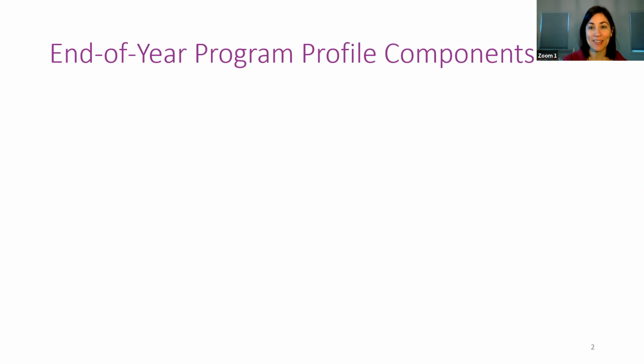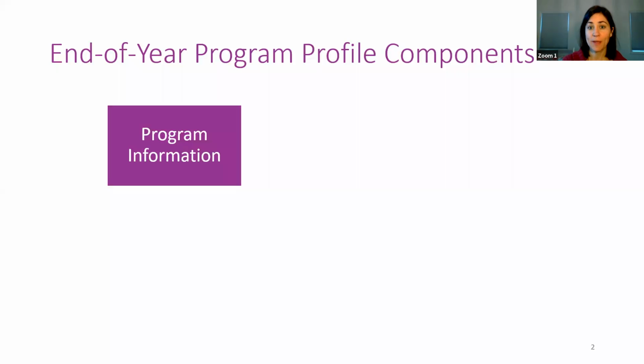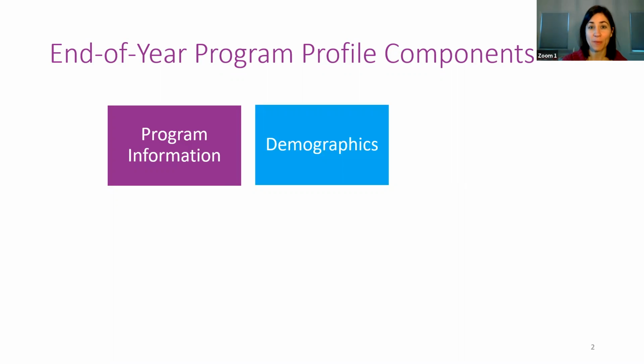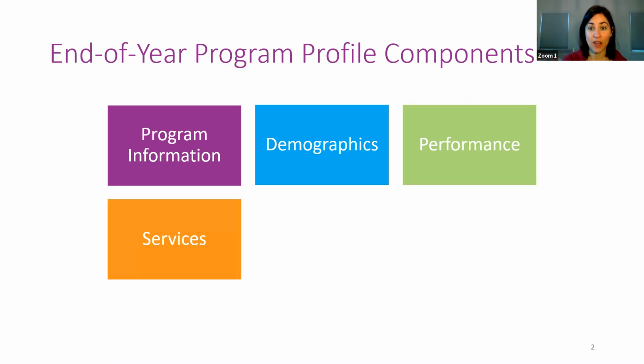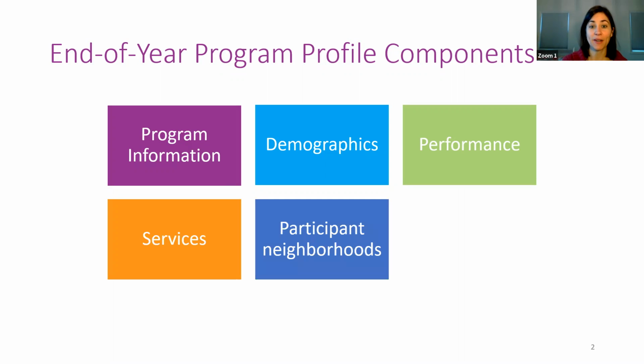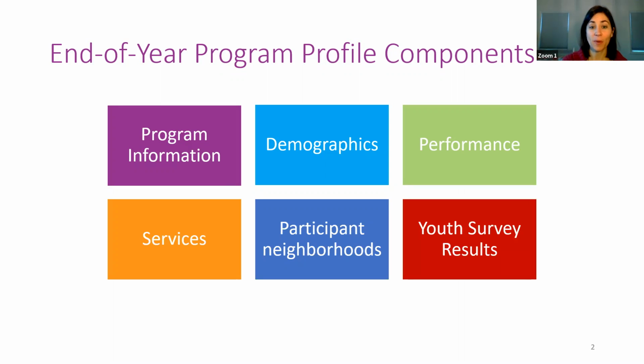Before we take a look at the profiles, I'd like to give a quick overview of the data that we've included. First, we have program information, which basically just includes some basic information pulled from the administrative reports in CitySpan. Then we provide an overview of the demographics of your program's participants, followed by your program's progress toward OFCY performance measures and key evaluation indicators. The profile also includes a high-level overview of the services that your participants receive and the zip codes where your participants live, both of which come from individual level reports in CitySpan. Finally, the year-end profile includes results from the participant survey that you administered at the end of your program.